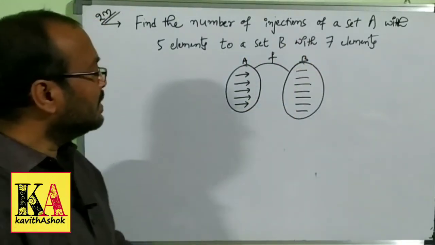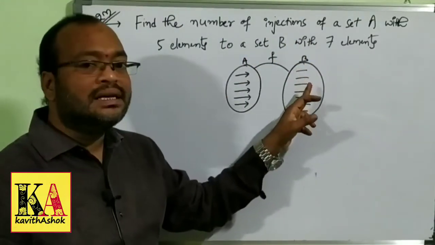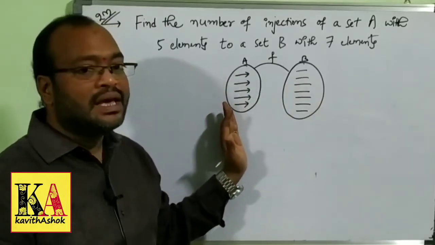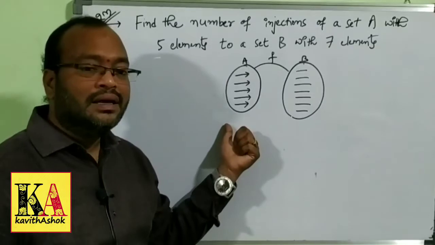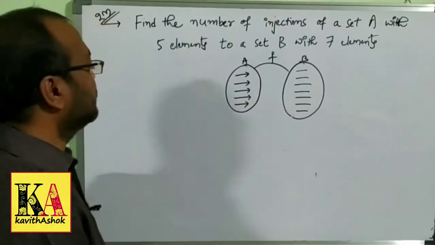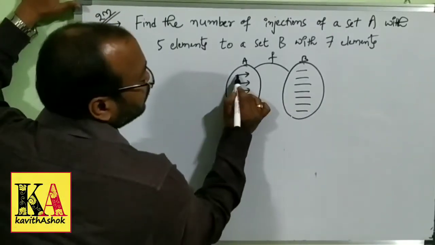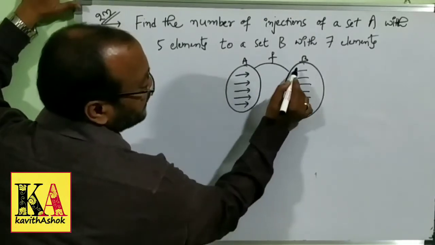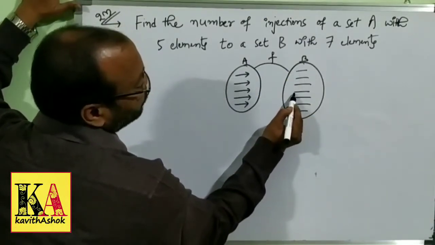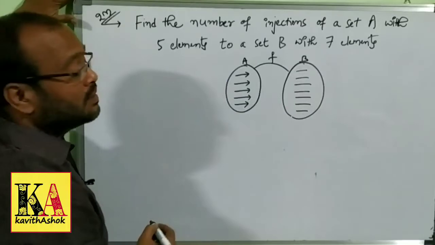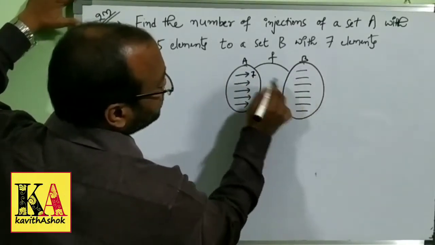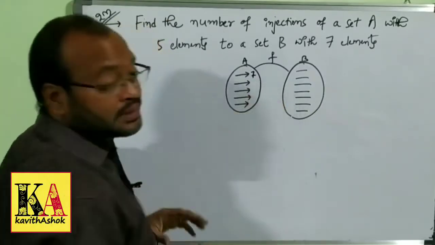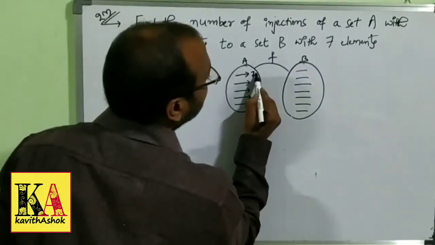Injection in the sense here: the function f from A to B is said to be injective if distinct elements of A have distinct images in B. Different elements, different images. To fill this first place, how many choices are there? 1, 2, 3, 4, 5, 6, 7 choices are there. So we will relate it with one of these positions. Already it is linked with one of the elements.